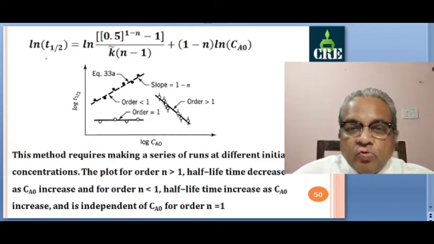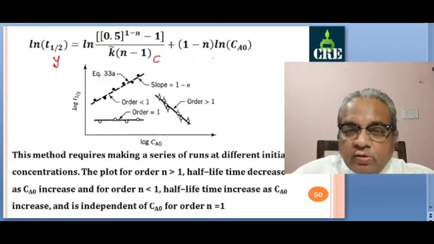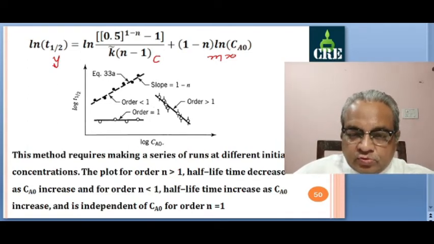This is the y is equal to mx plus c form. So this is y, this is some constant c, and this is mx. So what should I plot on the y-axis? Ln of t half or log of t half. On the x-axis, ln of Ca0 or log of Ca0.